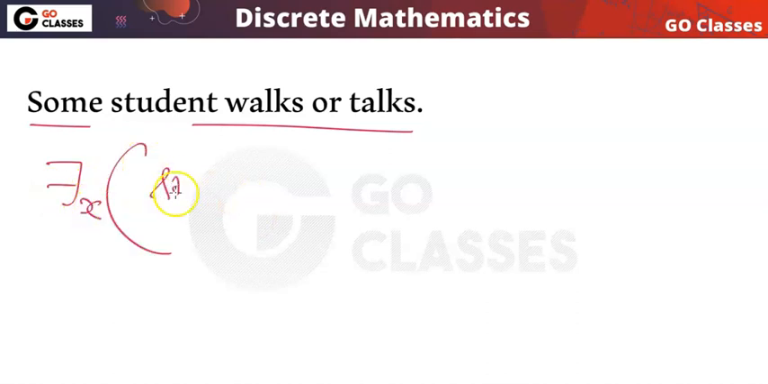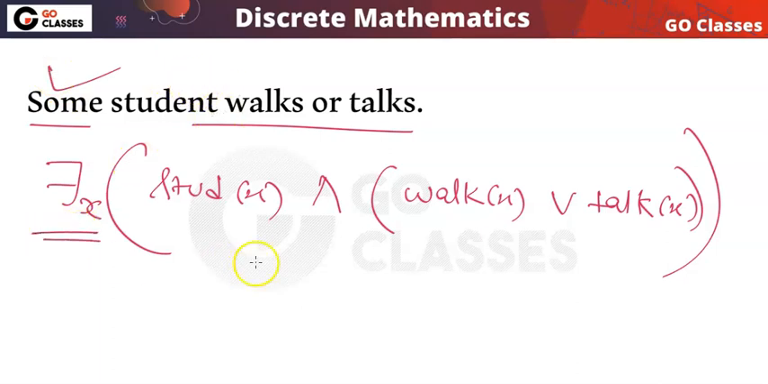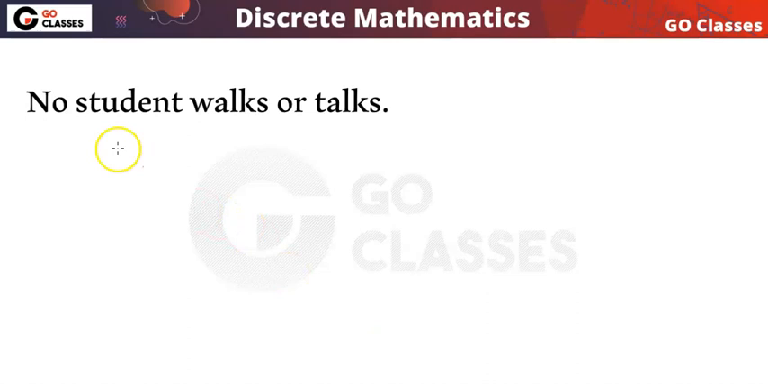Next, some student walks or talks. Very simple. There exists x who is a student and who walks or talks. So very simple. Some student walks or talks means there exists x who is a student and who walks or talks.